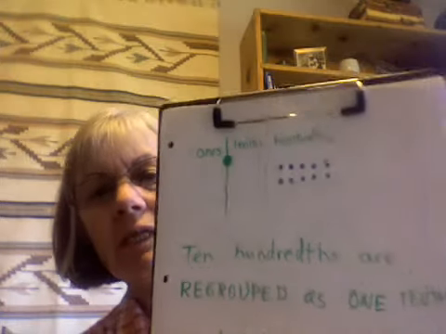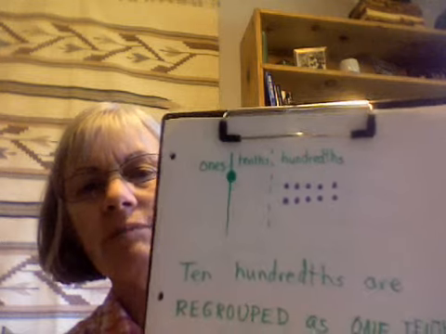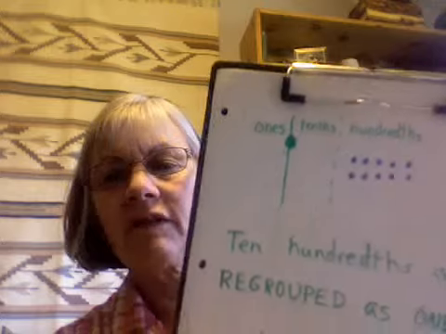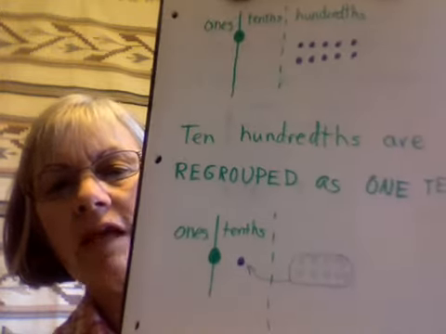Here's another fact about hundredths. 10 hundredths are regrouped as 1/10. This is our place value chart. We have the decimal point in place, and you can see that we've got 10 hundredths. Then down below, when we regroup them, they are the same thing as 1/10. Just as 10 pennies makes 1 dime, 10 hundredths are the same thing as 1/10.